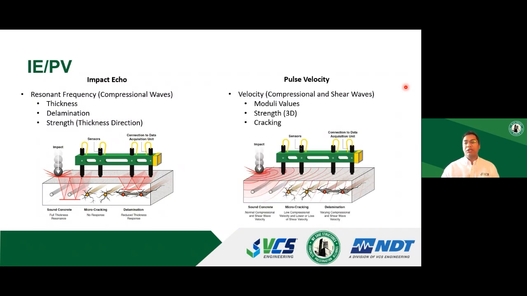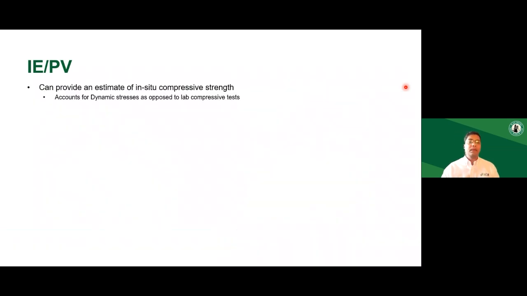Whereas for the pulse velocity, we are looking for the velocity of sound traveling through the concrete. It can give us modulus values, give an idea about micro cracking, and any potential defects. And it can give us the strength of the concrete, I mean the in situ strength of the concrete. And there is a really good correlation between the in situ strength and the cylinder break tests.